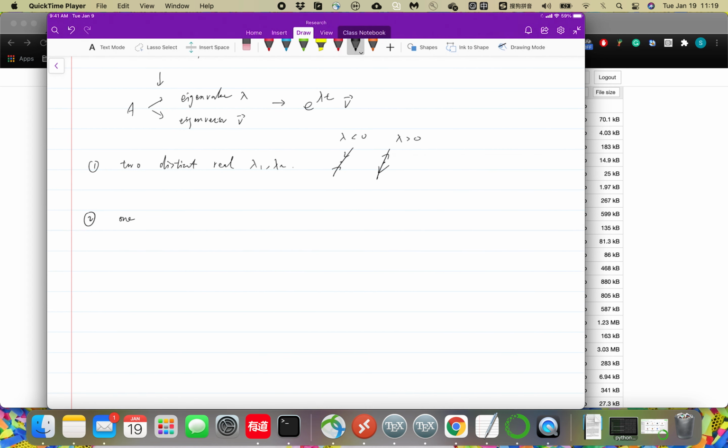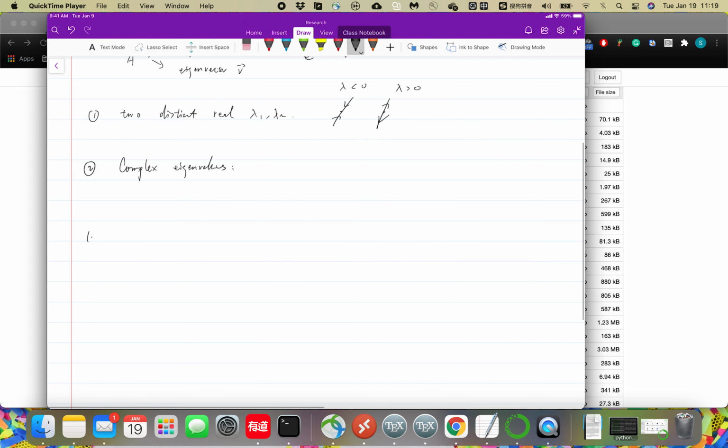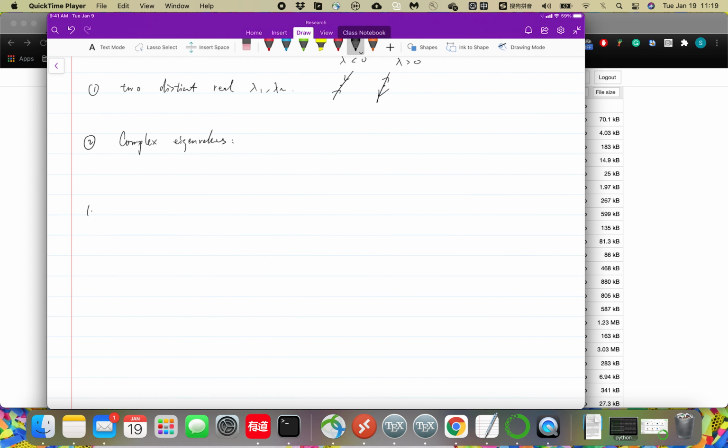Of course, we have several cases. Number one, what if we have repeated real eigenvalues, which means we only have one eigenvalue instead of two? What if we have zero eigenvalues? And what if we have complex? For the next few sections, we are going to handle them one by one. So the first thing we will be handling for today is what will happen if we have two complex eigenvalues. Okay, so that will be the focus for today. So number one, complex eigenvalues and eigenvectors.